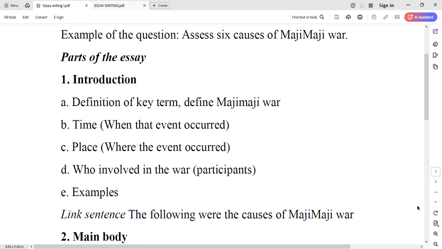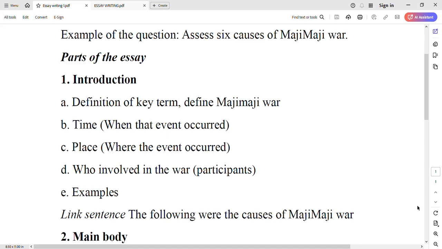Before going to the main body, we are supposed to have something called the link sentence. The link sentence is the sentence that demarcates the introduction and the main body. It marks the end of the introduction and the beginning of the main body. And actually, the introduction is a part of the question. We take some part of the question to put as your introduction.